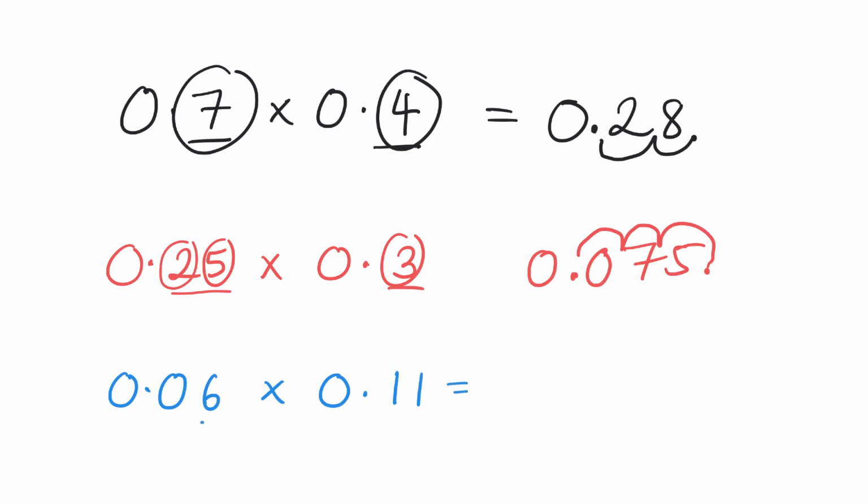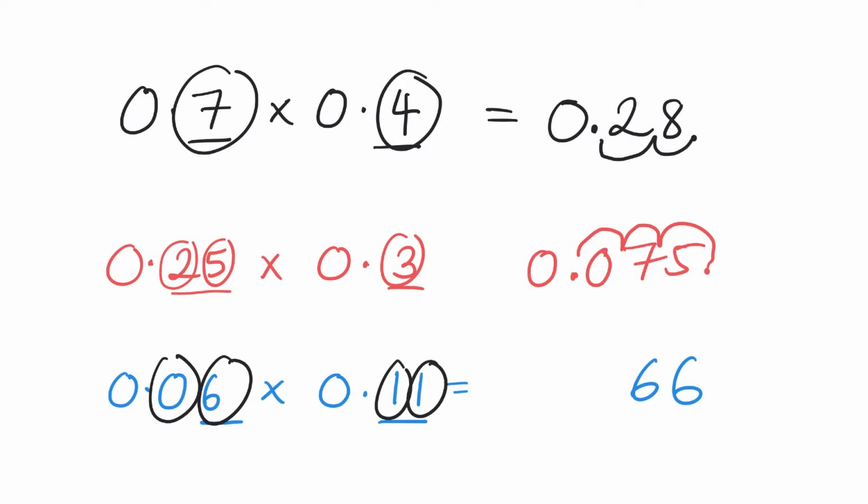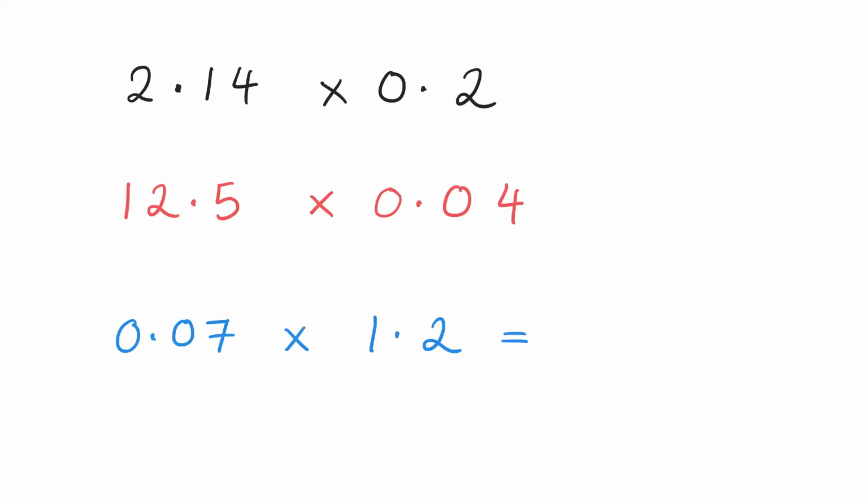Again, ignore the decimal. 6 times 11 is 66. How many decimal places do I have? I've got 1, 2, 3, 4 decimal places. So I need to move the decimal from here 4 decimal places to the left. 1, 2, 3, 4. Comes here. Fill up the empty holes with zeros. And this is my answer there. Okay, so just a couple more examples.